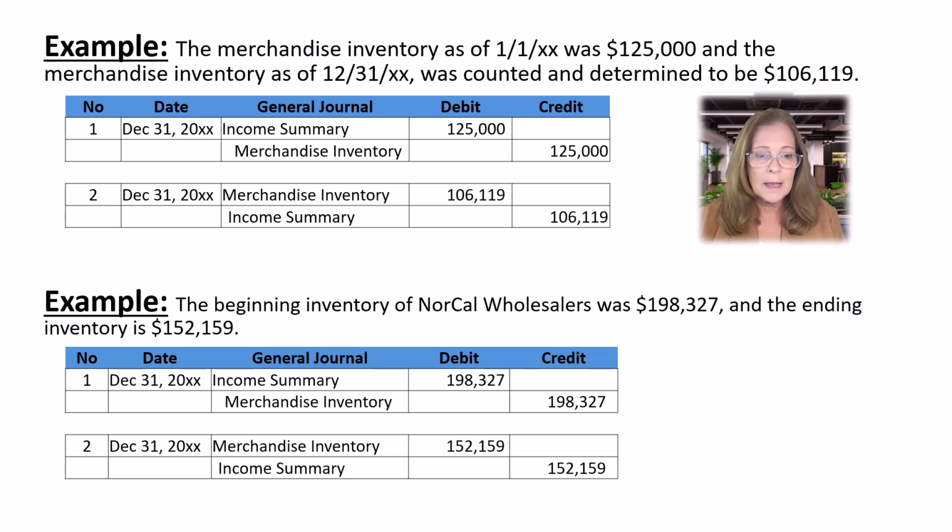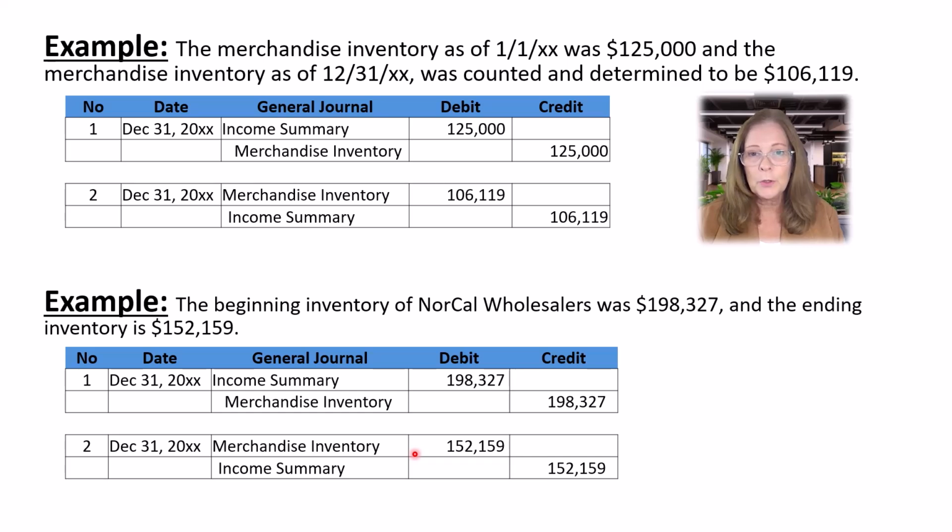The second example is nearly identical except for the amounts. In this case, the beginning inventory was $198,327 and the ending inventory is $152,159. The first step is to remove the beginning inventory to income summary by debiting income summary and crediting merchandise inventory for $198,327.